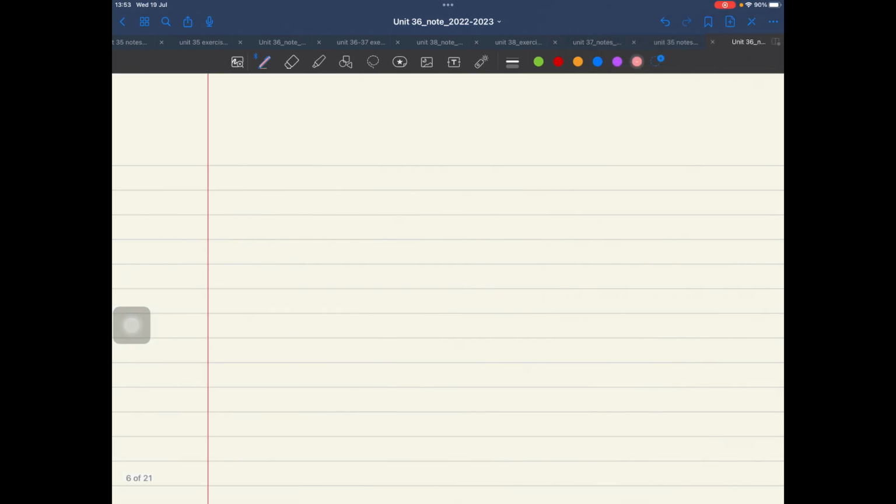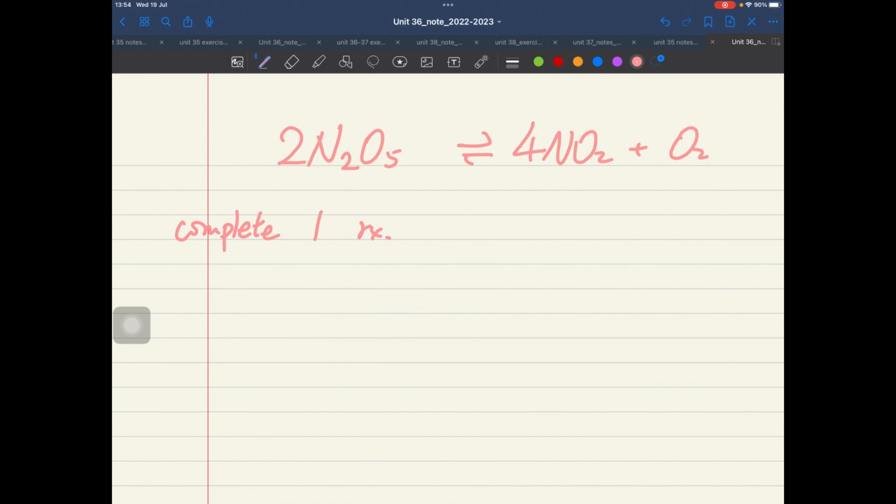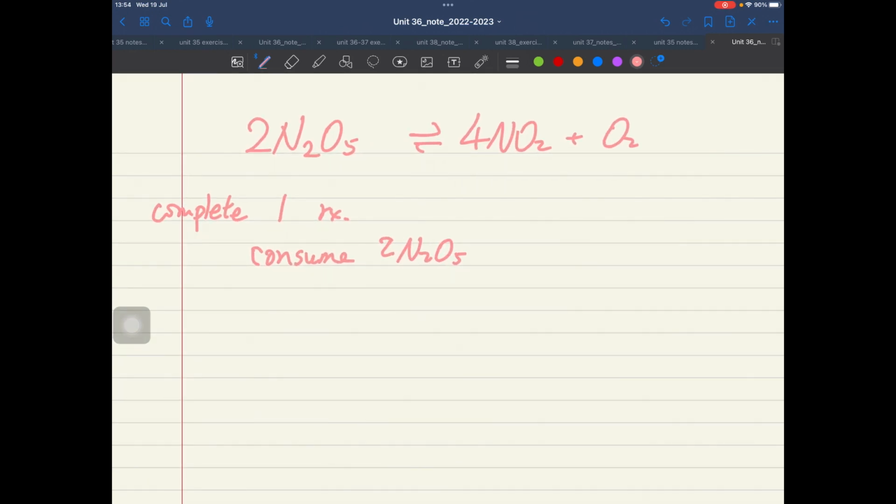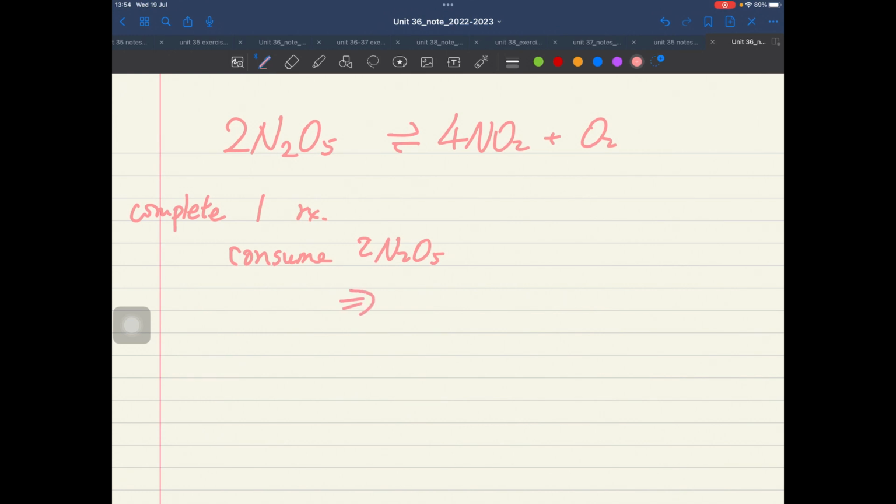So I use a new page again. As I mentioned, whenever you do one reaction, then you will consume 2 N2O5. That means the consumption rate of N2O5 should be faster than the reaction rate, right? So that's why we have such an idea that reaction rate equals half the rate of consuming N2O5. Yes, right?